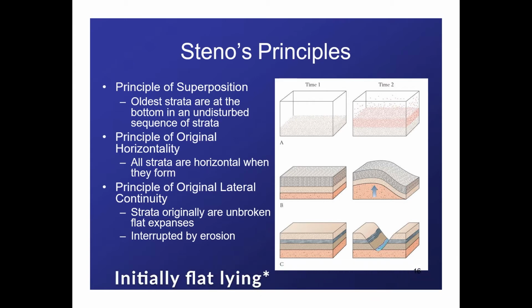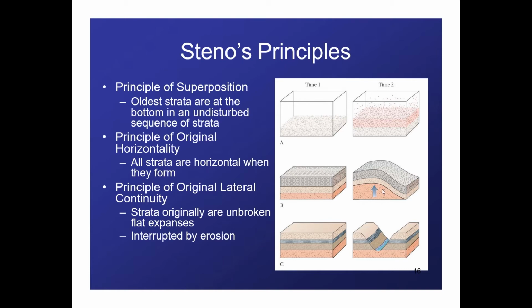Then that brings us into the principle of original horizontality. This is that all strata, or all beds, are deposited as horizontal when they form. So that's kind of like here, and this is kind of B at time one.